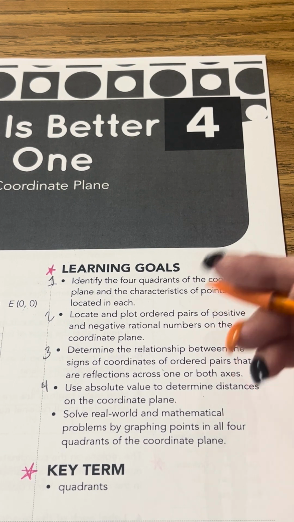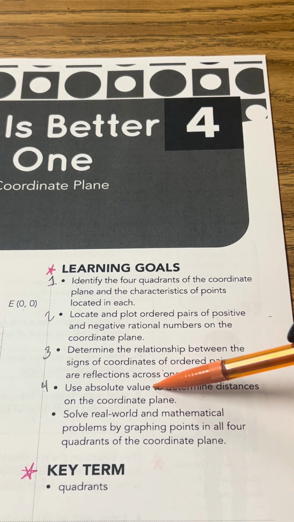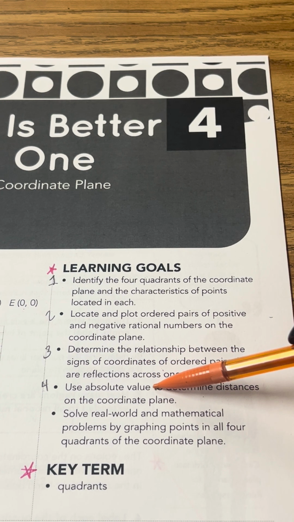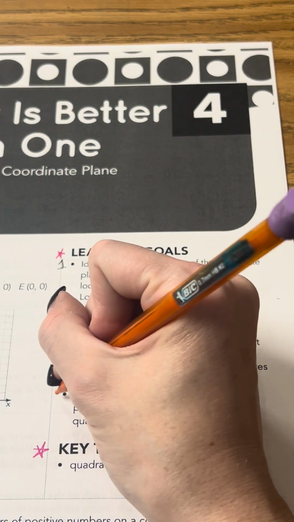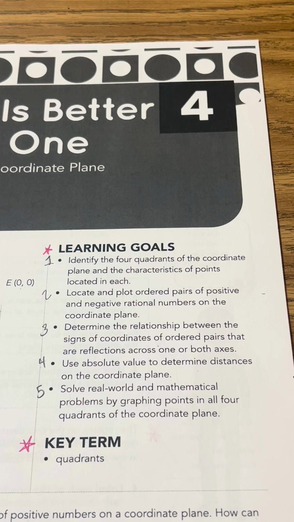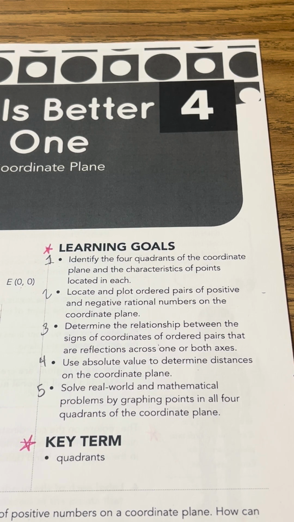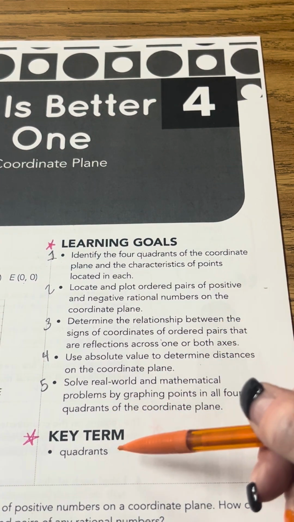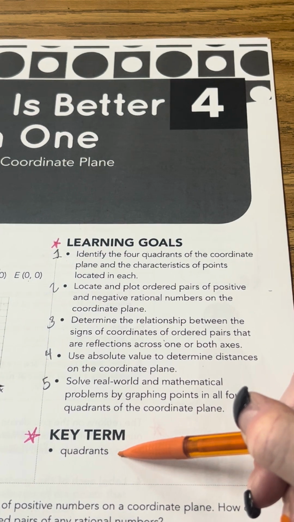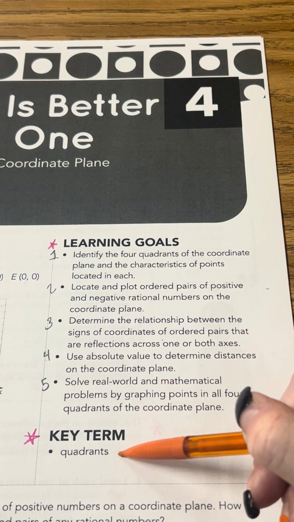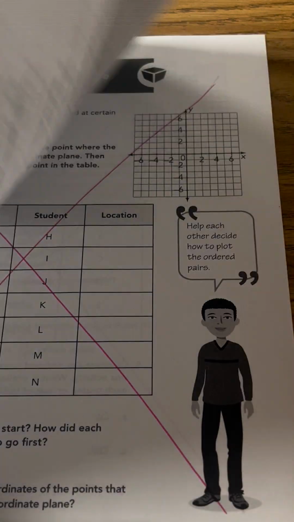And remember in our last lesson, or a couple of lessons ago, we found out that absolute value is always positive. It can never be a negative number because it's talking about distance. Going on to learning goal 5, solve real-world and mathematical problems by graphing points in all 4 quadrants of the coordinate plane. Okay, we do have one key term. It is quadrants, and we're going to talk about the different quadrants on a coordinate plane.